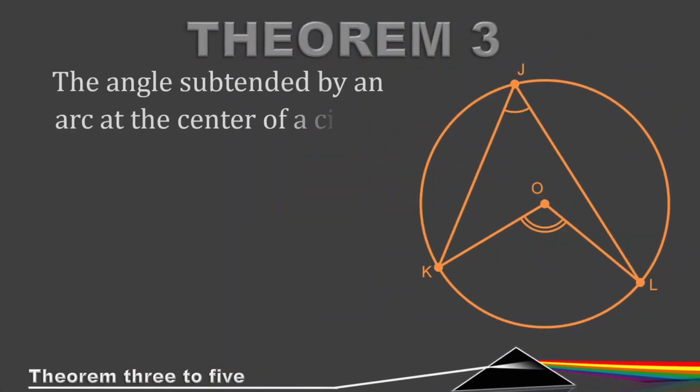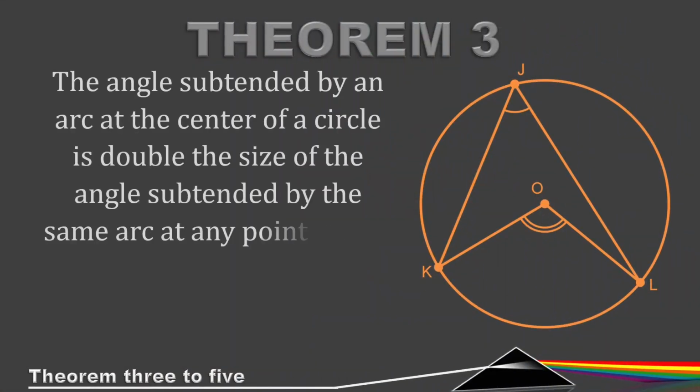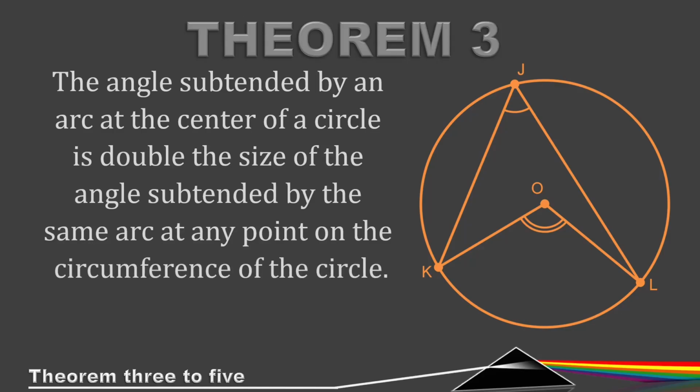So Theorem 3 says that the angle subtended by an arc at the center of the circle is double the size of the angle subtended by the same arc at any point on the circumference of the circle. Just to look at what they are saying here, the arc that they are referring to is KL, this arc. You can either think about it as an arc or maybe as the chord. And when you connect these 2 points to the center of the circle, those 2 lines form an angle in between them, all right?